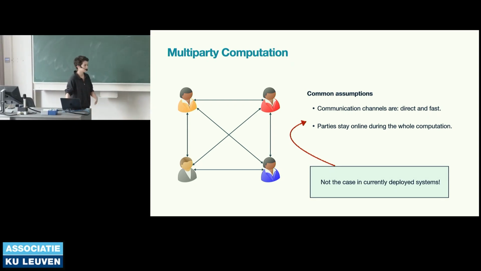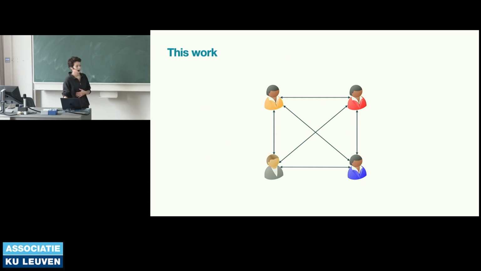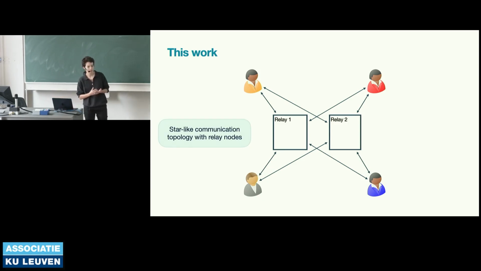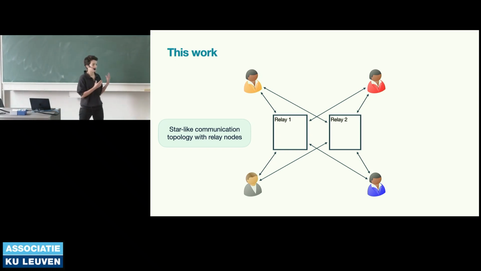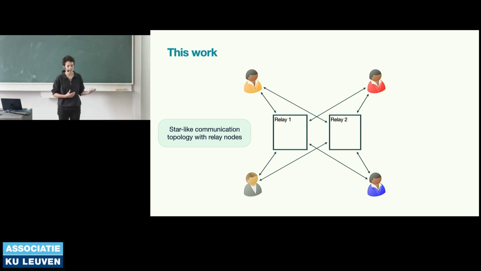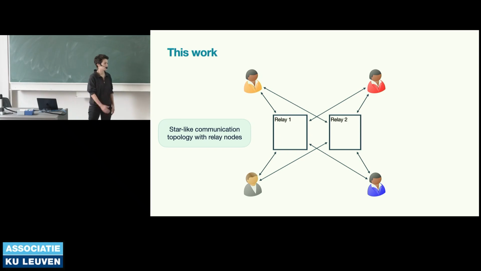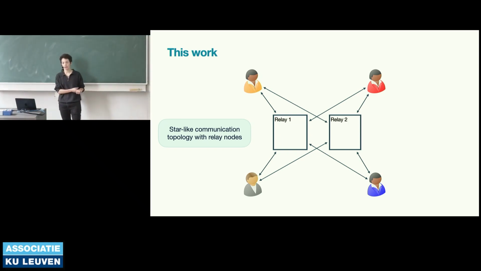Okay, so let's see an overview of what we did. So first, instead of having this type of communication topology, we have a star-like communication topology with a few relay nodes. So we don't have to have only 2 relays, we can have more relays, but we need at least 2, and I will explain why later. So instead of having to establish one communication channel for each other party, I just need to ensure that I have communication channels to these few relay nodes.